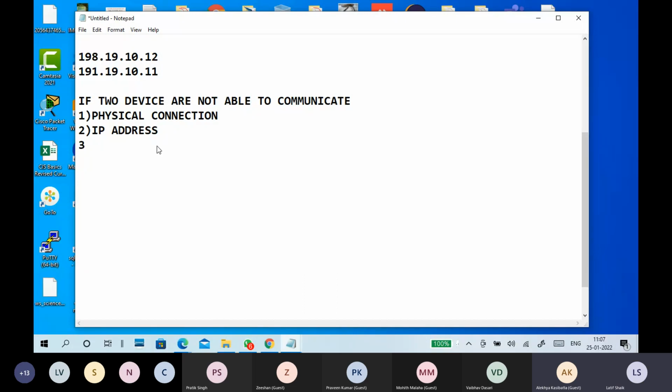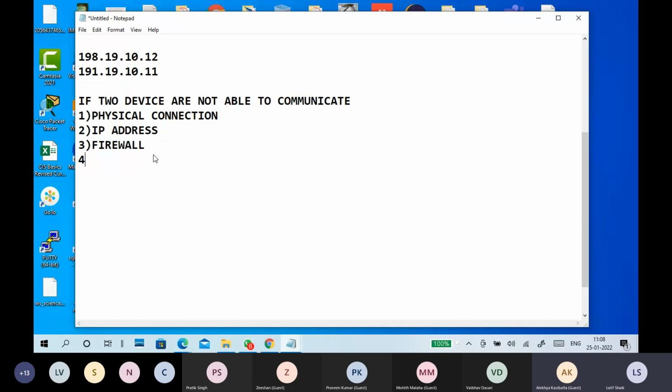The third one is the firewall. The firewall may be blocking your network communication. So make sure your firewall is disabled, or maybe you have to add an exception for that. So there are mainly three possible things: physical connection, IP address, and firewall. Very important: make sure the remote destination device is started and working.